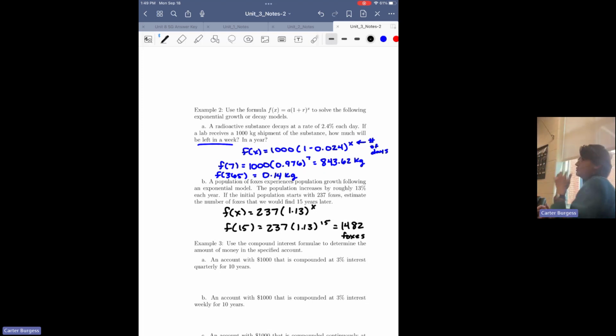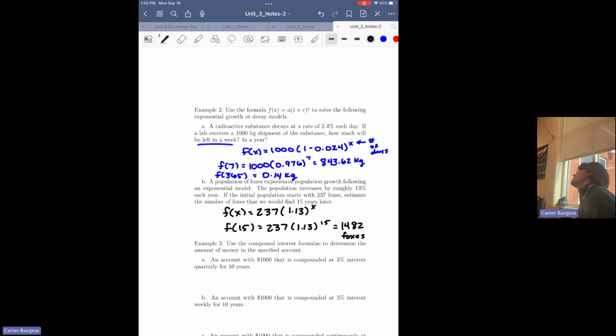It's like 0.26, but you guys did a really good job of noticing we are talking about foxes, and it's a little bit gruesome to think about a fourth of a fox. And so we will instead round that to the nearest whole number. All right.